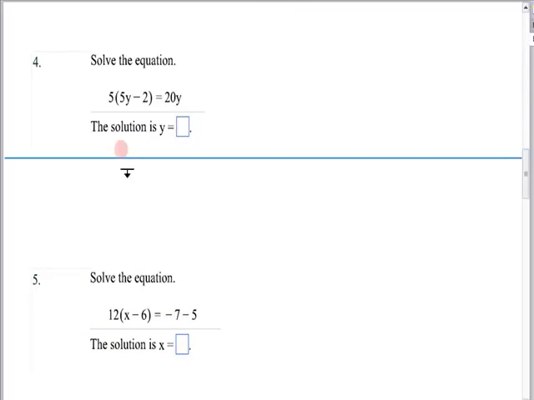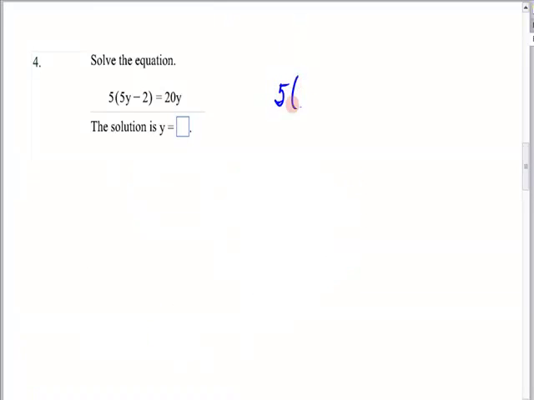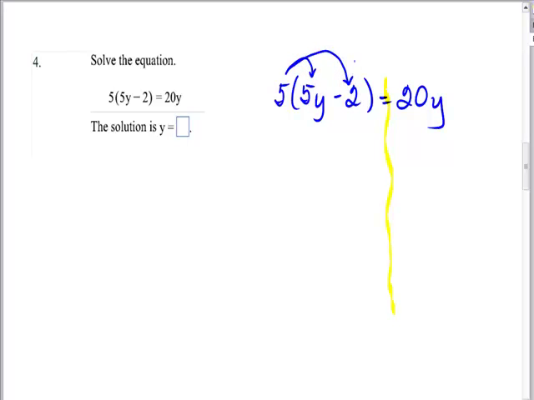Number 4. I have 5 parentheses, 5y minus 2 is equal to 20y. There's my barrier. Step 1, simplifying. If I could just cover up this right-hand side and just look at the left, I would. All right, so over here on the left, I can simplify by using the distributive property. 5 times 5y is 25y. 5 times negative 2 is negative 10. I've not changed the value over here. I just cleaned it up, simplified it. Nothing I can do on the right-hand side.